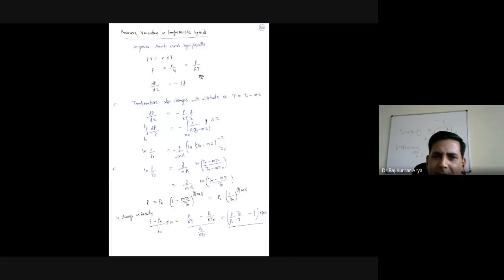So this is what I taught you a long time back, the pressure variation with elevation actually. In this case, the linear temperature variation is being considered, that T equals T0 minus mz. So as you go up, your temperature decreases. So finally, you get your reference. This change in density, that's what you want there, no? So this will come as P upon P naught, T0 upon T minus 1, into 100.